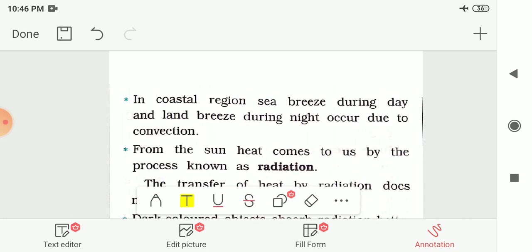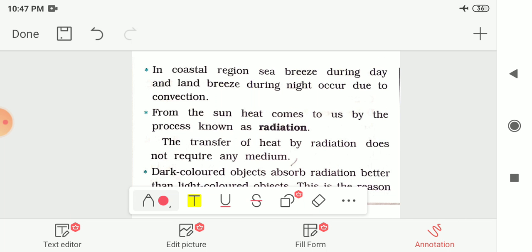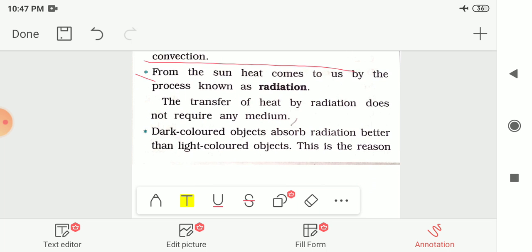One use of convection in practical life is that in coastal regions, the sea breeze during the daytime and the land breeze during the night time occur due to this convection mode of heat transfer. The next mode of transfer of heat is radiation. From the sun, heat comes to us by the process known as radiation. This transfer of heat by radiation does not require any medium. So these are the three different modes of transfer of heat.